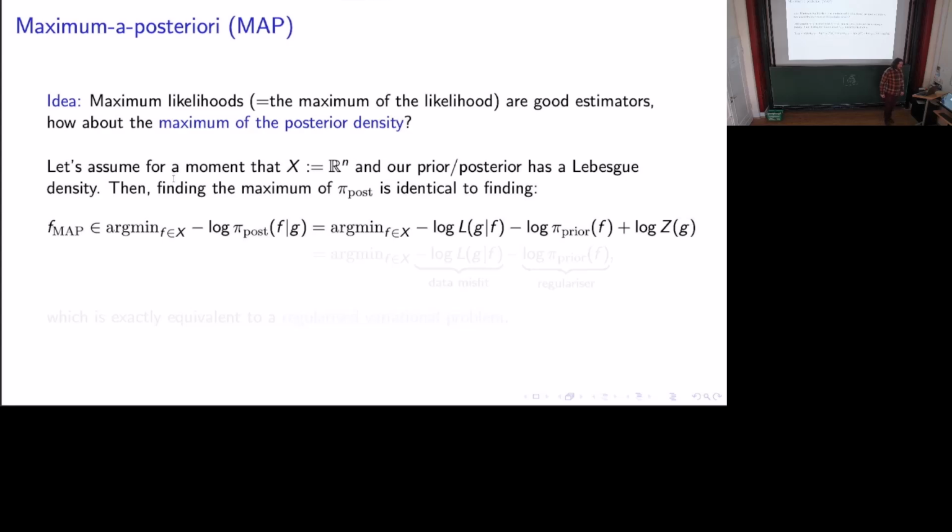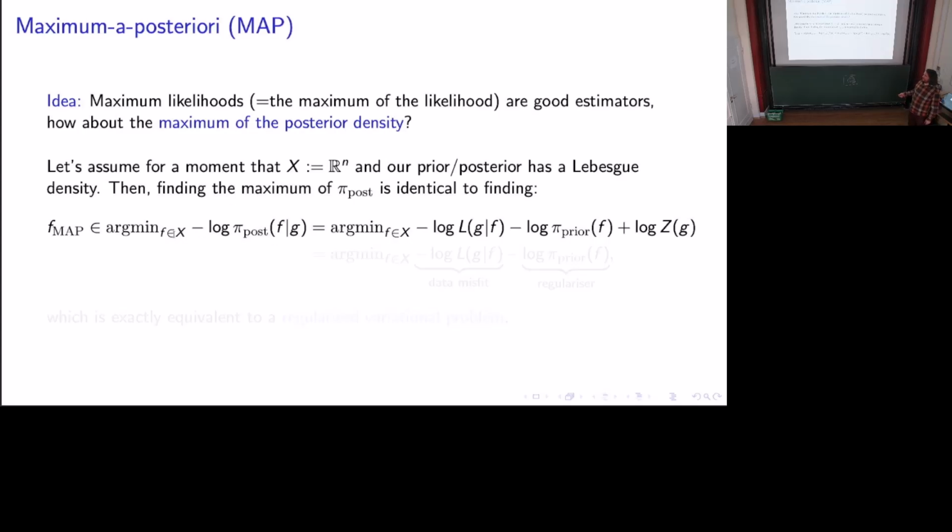The maximum a posteriori estimator is a bit more like the maximum likelihood, but including the prior. Now we don't just maximize the likelihood, but we actually maximize the density of the posterior, which looks a bit like this.